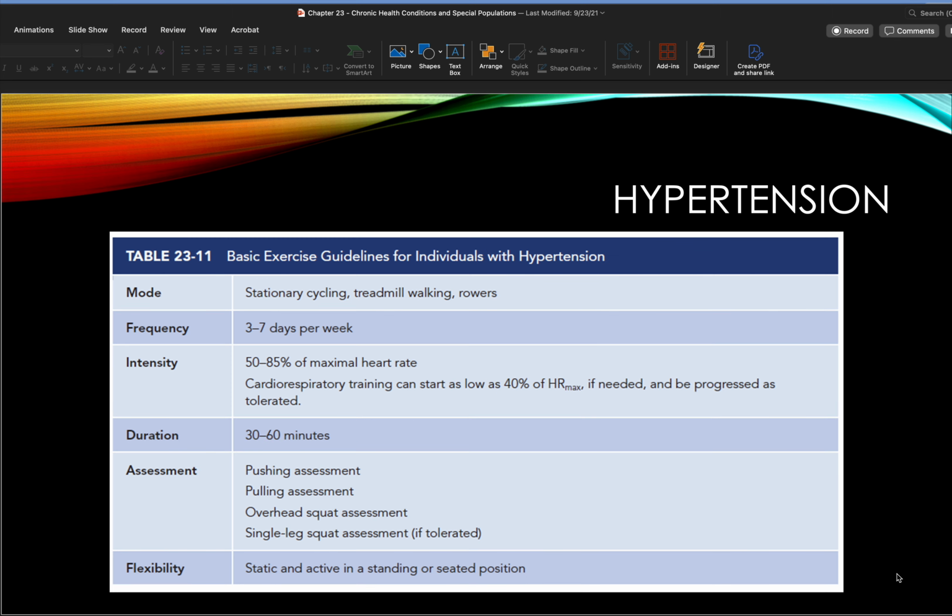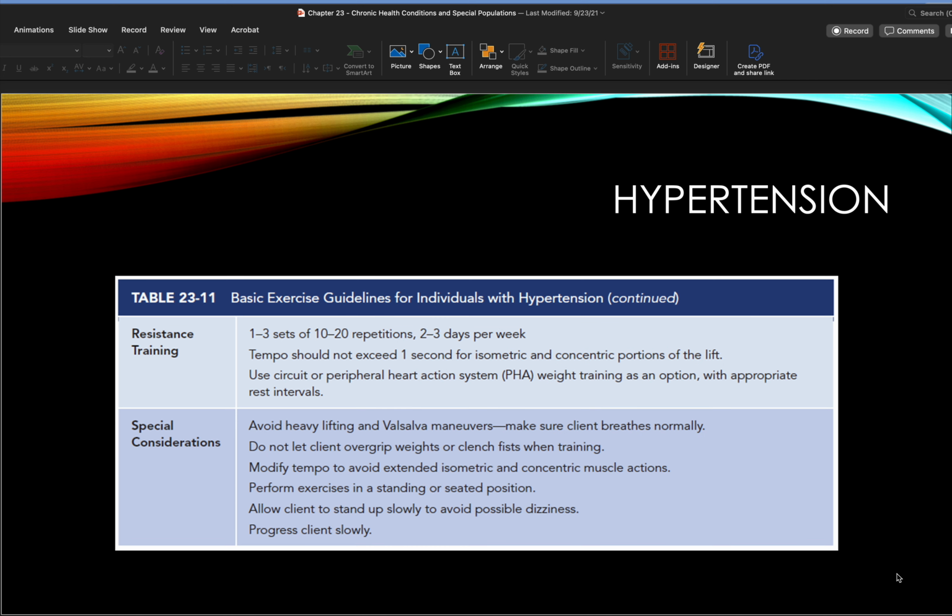There's your modes, your frequencies, your intensity, your FIT principle, basically, and pretty standard. Nothing that screams from the rooftop that something negative can happen. There's your resistance training and other considerations. Avoid heavy lifting. Build into that. Just because you have hypertension doesn't mean you can't eventually, but that's going to have to be cleared by the doctor for sure.